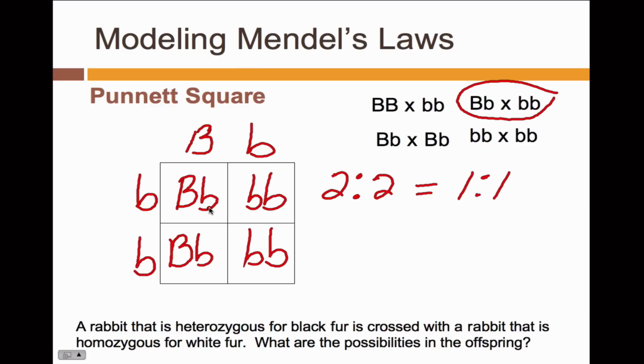Or we could say what percent of the offspring would have the heterozygous genotype. That would be 50%. Or we could ask that question in terms of what percent of the offspring would have white fur. And we would say, okay, well, the white fur has to be the recessive alleles, so 50% would have white fur.